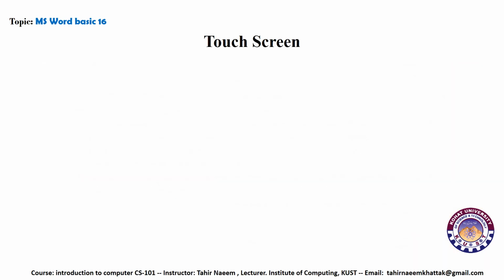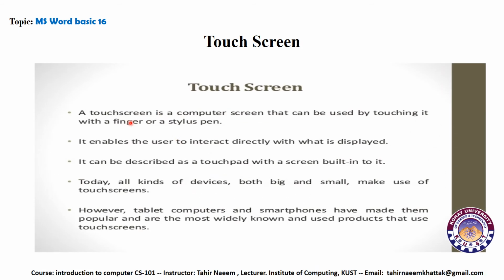Touch screen. A touch screen is a computer screen that can be used by touching it with a finger or stylus pen. It enables the user to interact directly with the display. It can be described as a touchpad with a screen built into it. Today, all kinds of devices, both big and small, make use of touch screens. However, tablet computers and smartphones have made them popular and are the most widely known and used products that use touch screens.